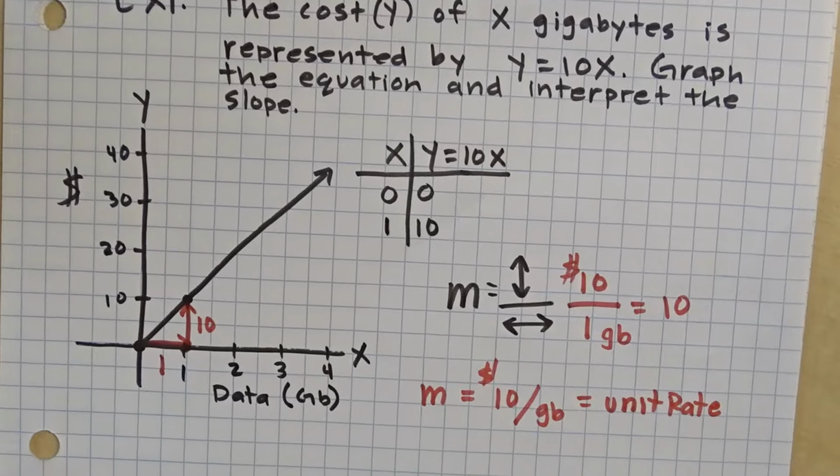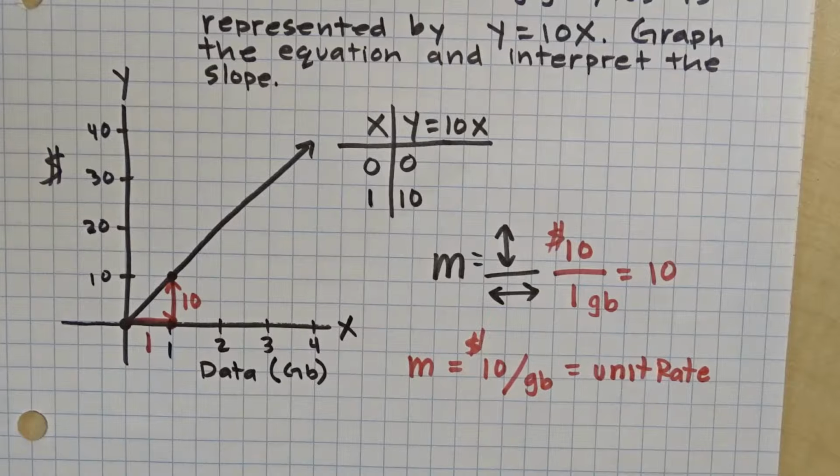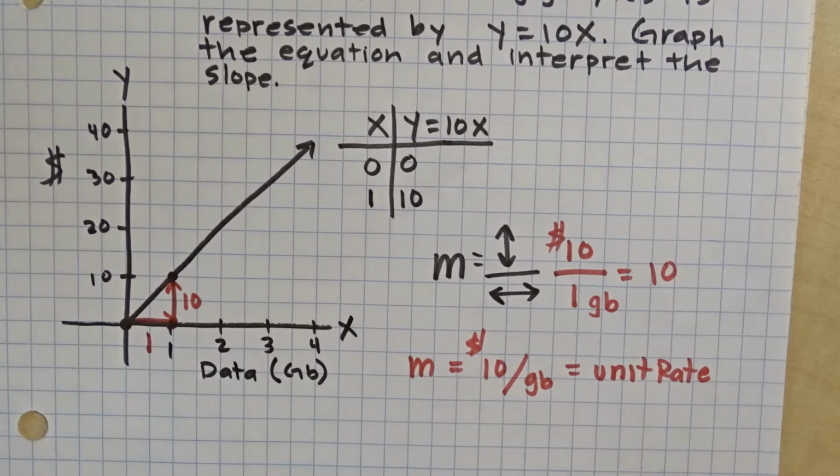And remember, unit rate means how much it is for one of something. And there you go. So the slope, interpreted in this problem, represents the unit rate or the price per gigabyte. That is your slope.